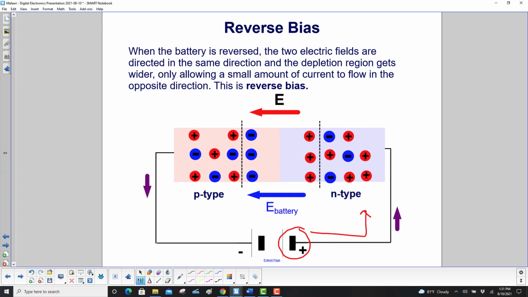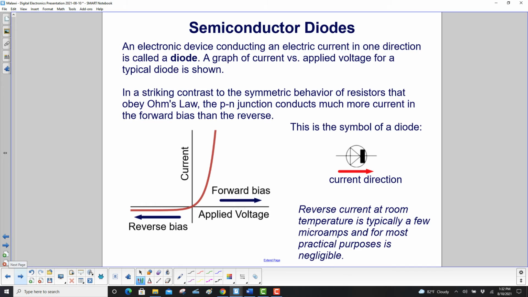The two electric fields are now directed in the same direction, and the depletion region gets wider, only allowing a small amount of current to flow in the opposite direction. So the current's going to go this way, but only a small amount. This is reverse bias. An electronic device conducting an electric current in one direction is called a diode.